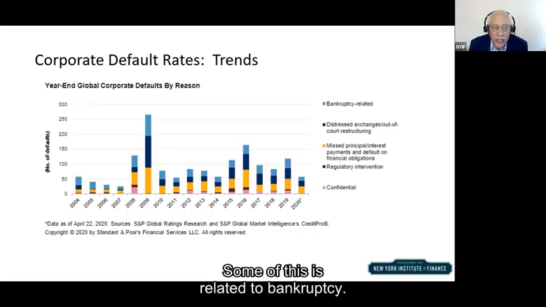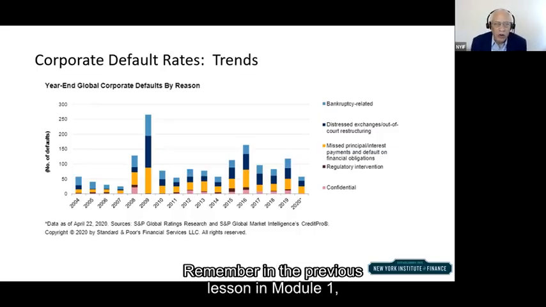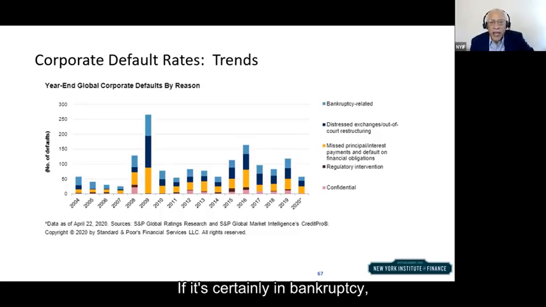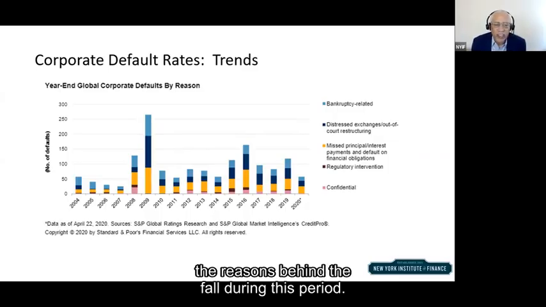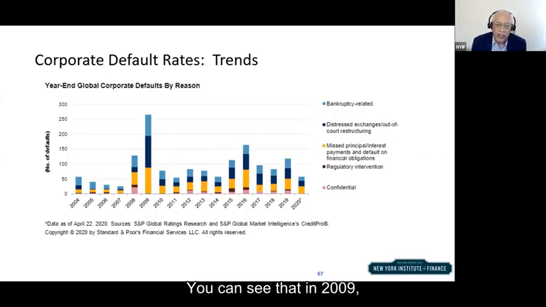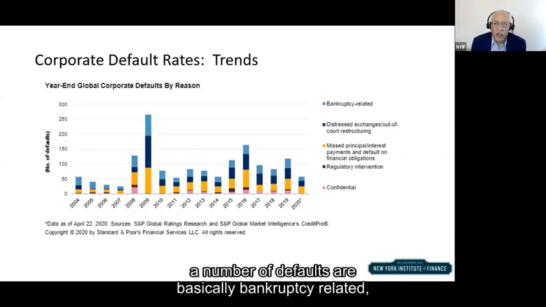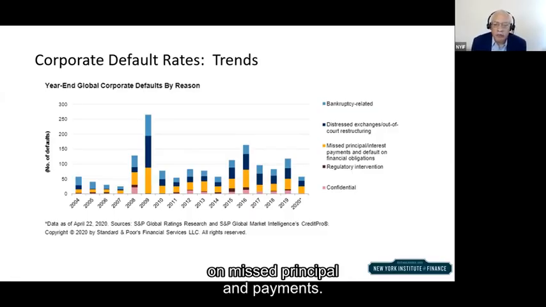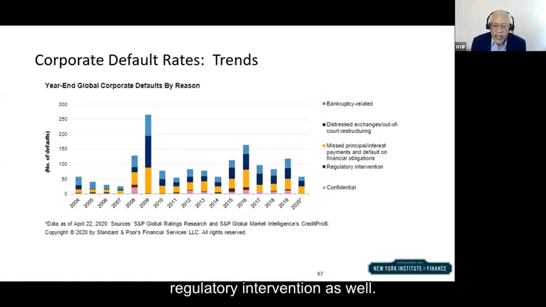Some of this is related to bankruptcy. Remember in the previous lesson in module 1, we talked about how we define default. If it's certainly in bankruptcy, that would be a definition of default. And so you can see more specifically what were some of the reasons behind the default during this period. In 2009, a number of defaults were basically bankruptcy related. A number of defaults were based on missed principal payments. Some of the defaults are also related to regulatory intervention as well.